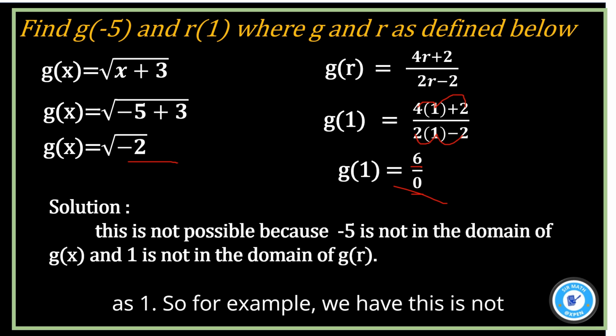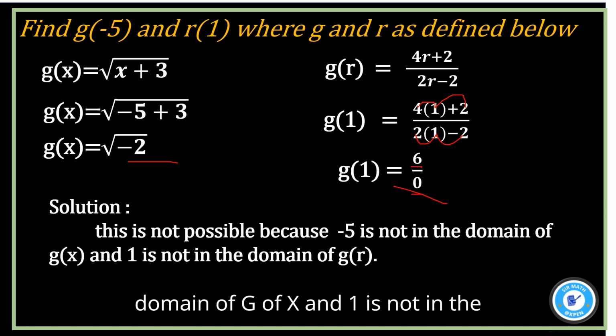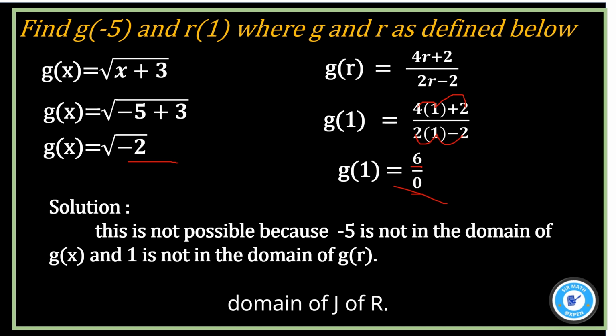So for that, this is not possible because negative 5 is not in the domain of g of x, and 1 is not in the domain of j of r.